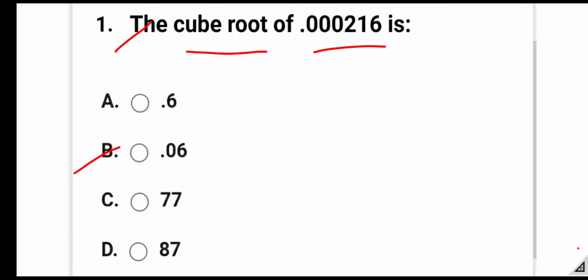Next question. The cube root of 0.000216 is, now the cube root of this is 0.06, so B is the right option.